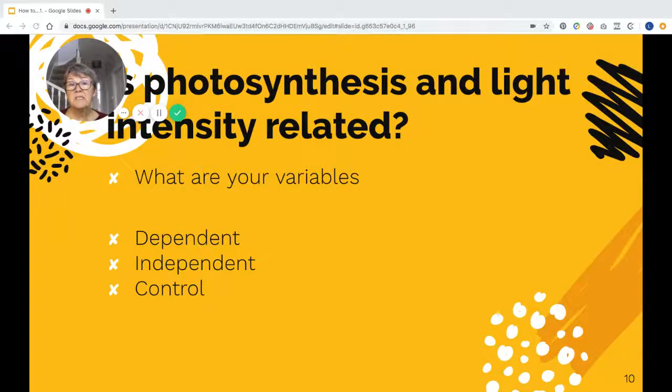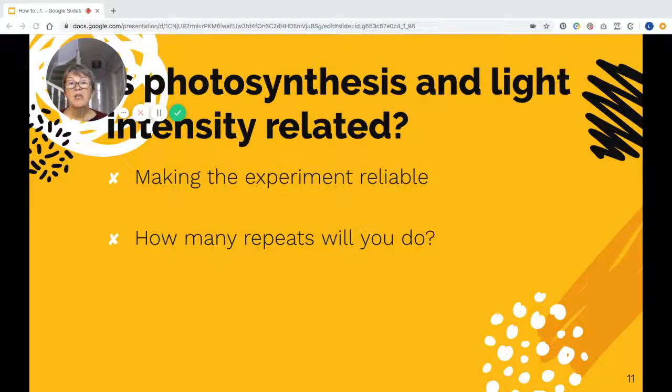You also need, in your method, to state your dependent, independent and control variables. We've talked about 2 of them: the thing you change, and the thing you measure, so dependent is what you measure. You need to also write your control variables, the things you keep the same. You have to say how you're going to make this experiment reliable. Again, this is still in your method. That's all about how many repeats you're going to do, and make sure to mention you'll take a mean average of results.